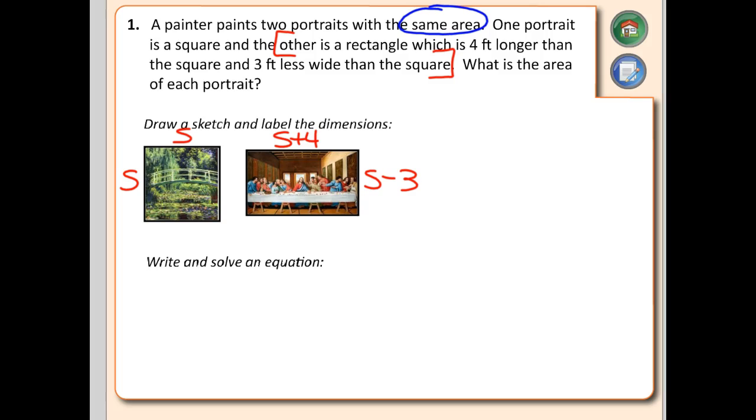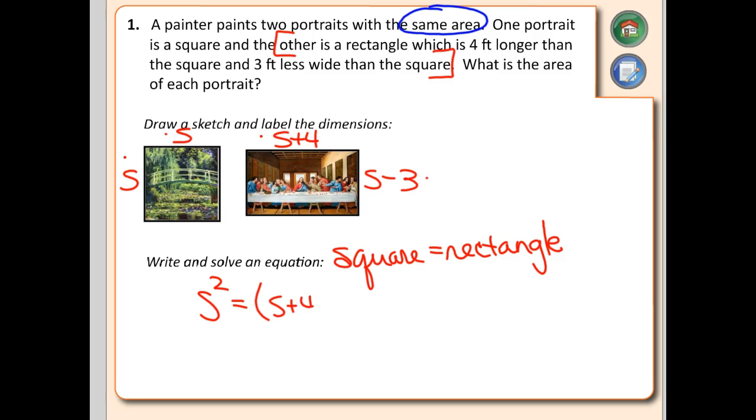Well, because they have the same area, we know that the area of the square is going to equal the area of the rectangle. I guess I better put an L in there. A rectangle. All right, so what's the formula for area of a square? Well, we've already said that's going to be s times s, which is s squared, equals the area of my rectangle. We've already said a rectangle is length times width, so this is going to be s plus 4 times s minus 3.